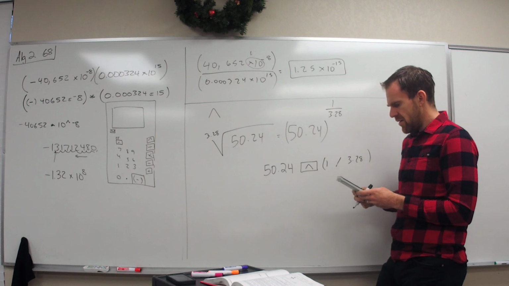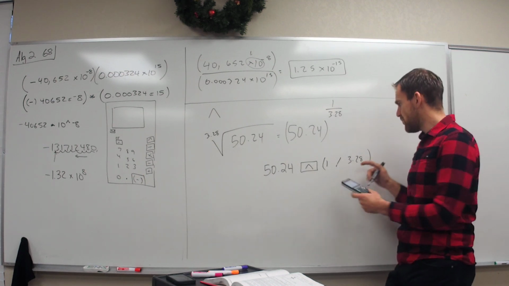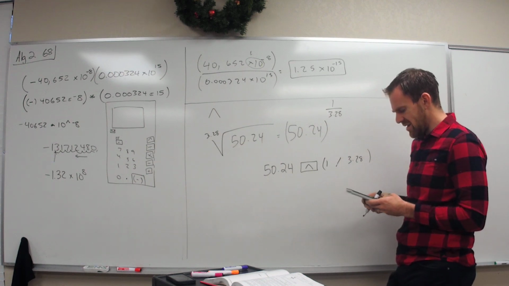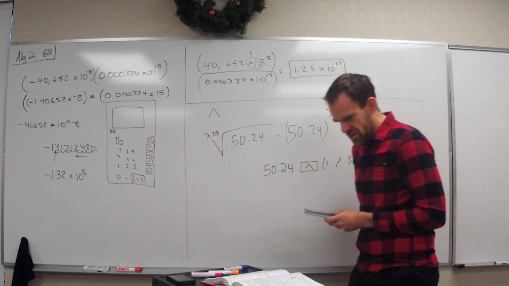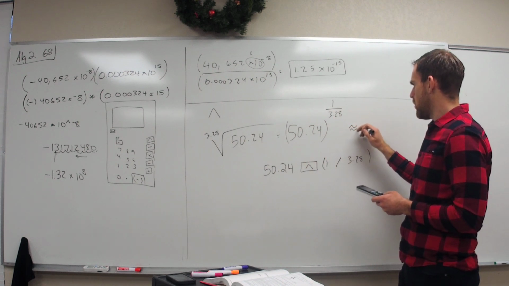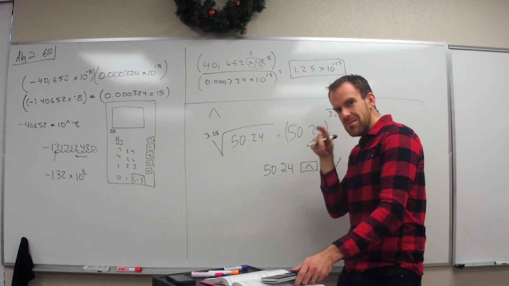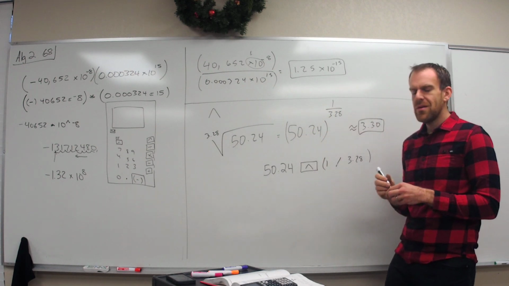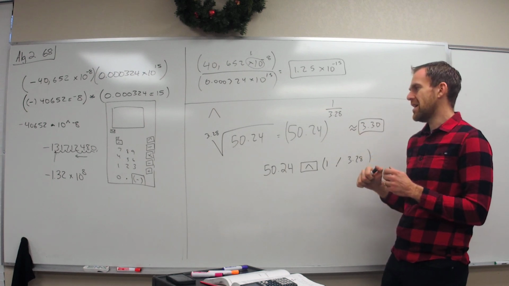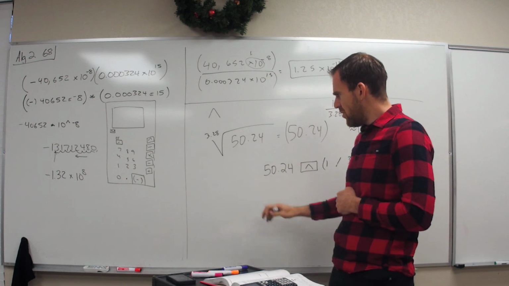So if you got 15.31, you're wrong. You must add the parentheses, just like I said. But if you got 3.30, you're correct. Now, I do use the approximate equal sign, the little wavy one, because I want to make sure that I'm saying I rounded this. It's not exact. Let's look at one more and then we're done.